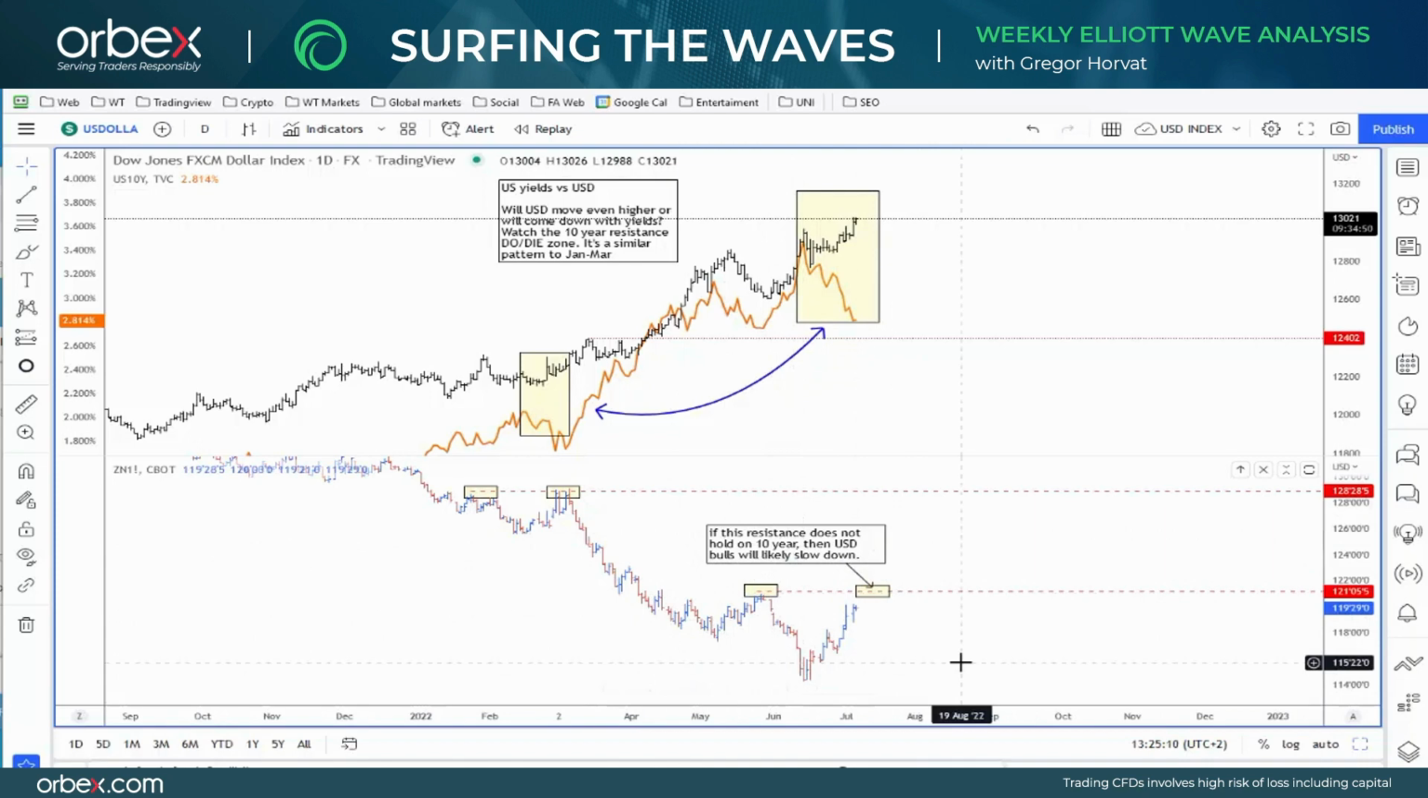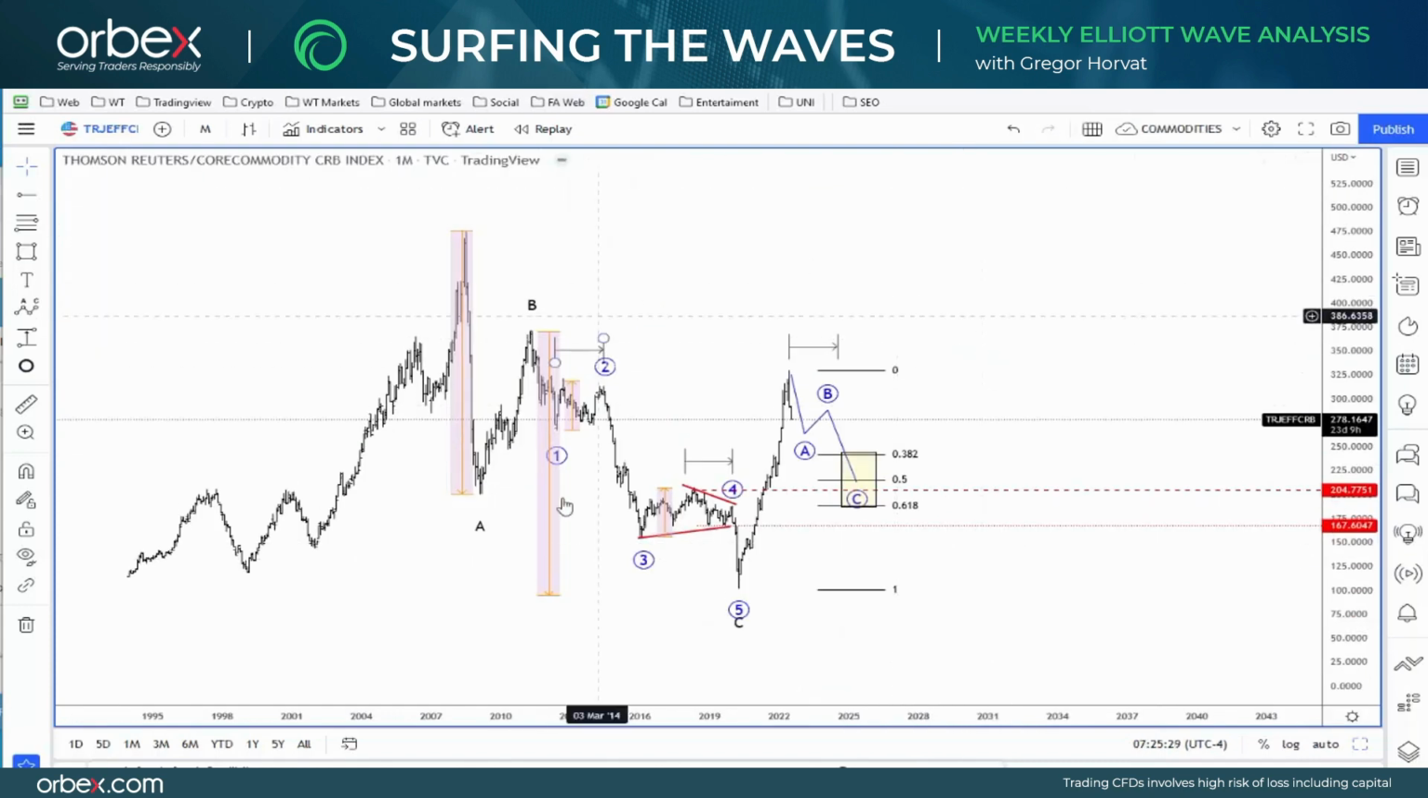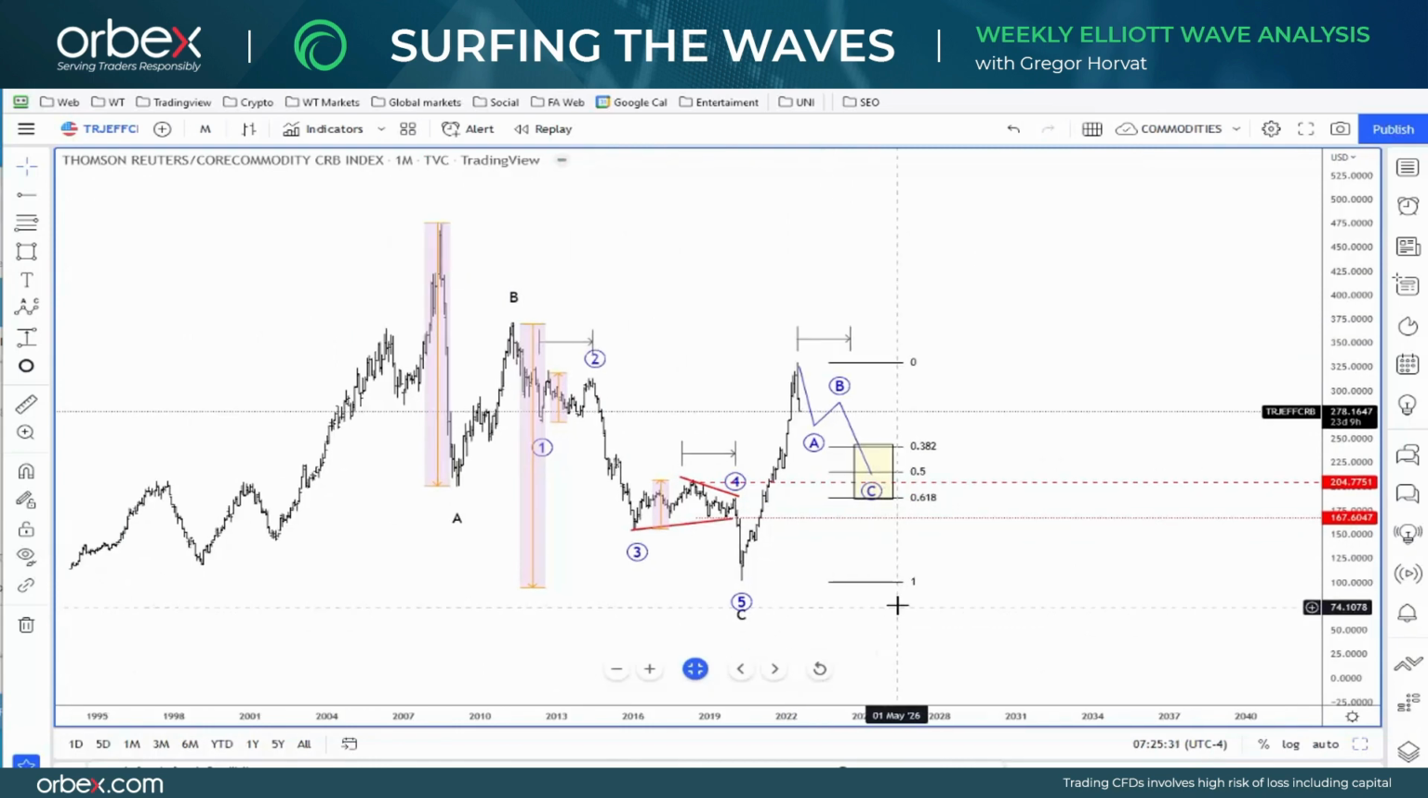Also, it's very important to keep an eye on commodities as well. We have seen a very sharp reversal in commodities in many sectors, meaning that even the US dollar is maybe having some benefit from commodities selling off. So here I have this commodity higher degree chart. You can see that I am looking at an ABC correction. We've been tracking this one for a while over the last few years.